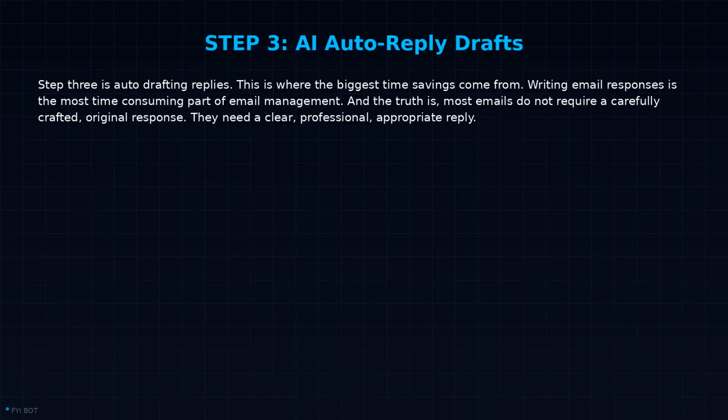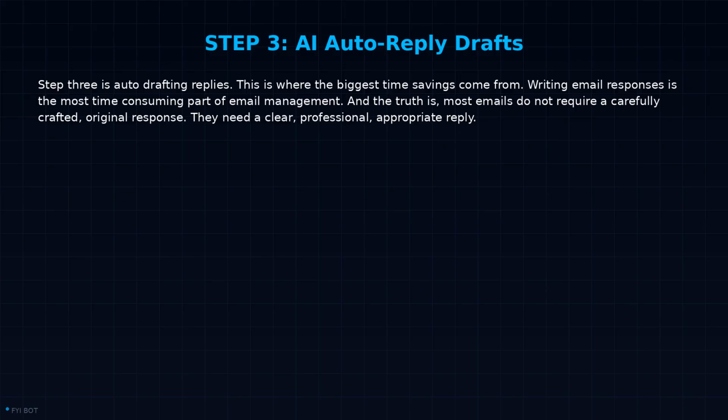For more complex emails, you can use the AI Compose feature. You provide a brief instruction, like, confirm the meeting time and ask about the agenda. And the AI generates a full, professional email. You can adjust the tone to be formal, casual, or friendly. You can make it longer or shorter. The AI handles the structure, grammar, and phrasing.